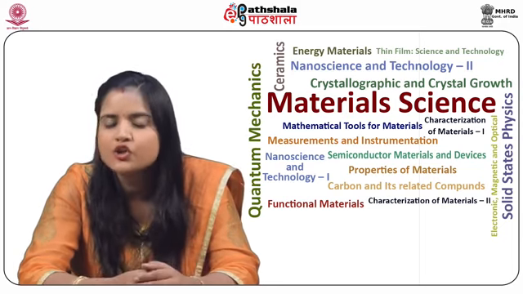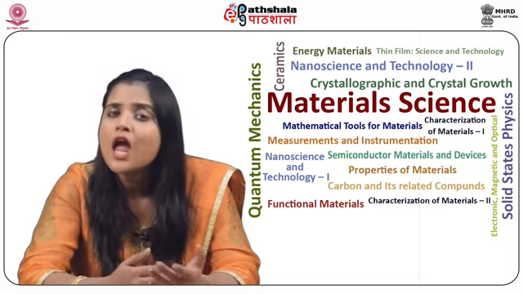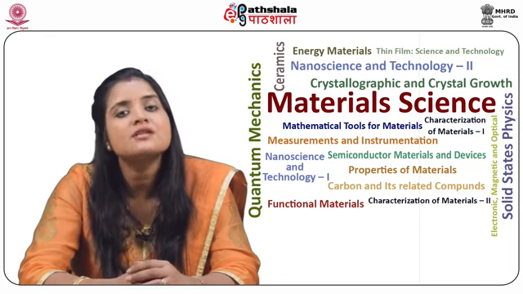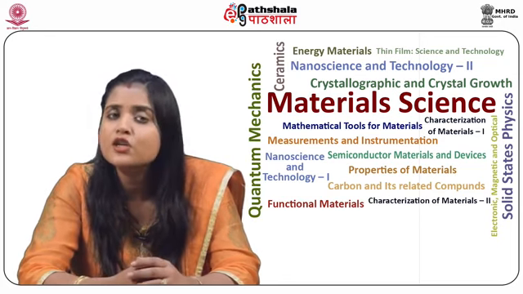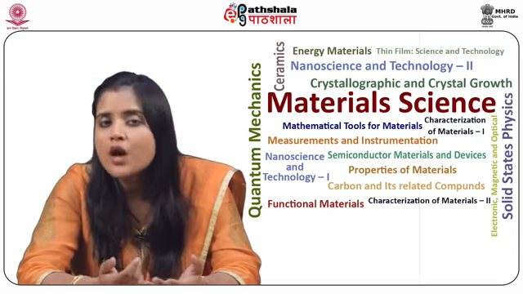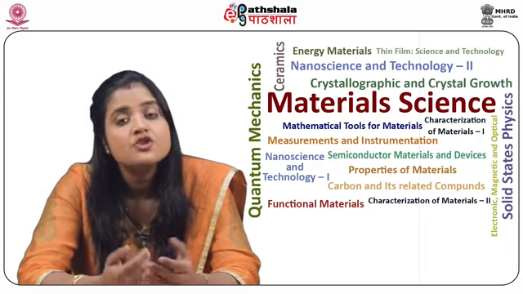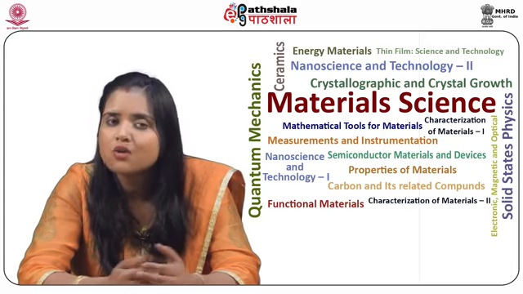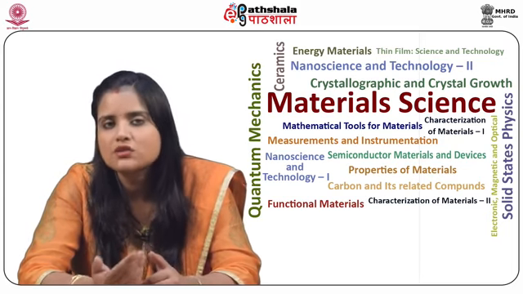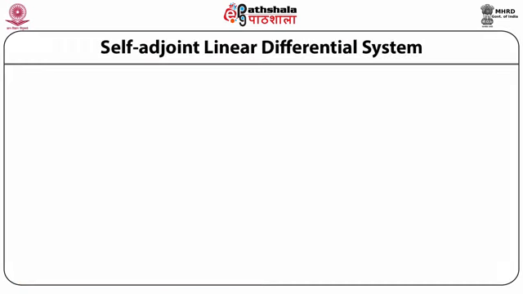The nature of the solution is of crucial importance, especially in physics. In particular, what interests us is the number of zeros of the solution in a given interval. This is intimately related to the question of the existence of the eigenvalues. This is the problem that we wish to explore now. It was first studied by Sturm and is generally called the Sturmian theory. Let us discuss the self-adjoint linear differential system.